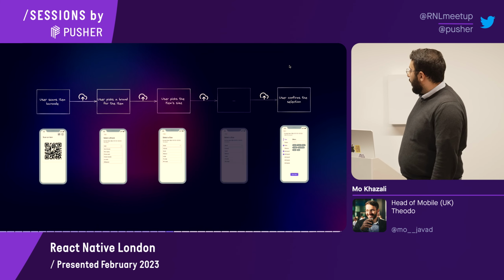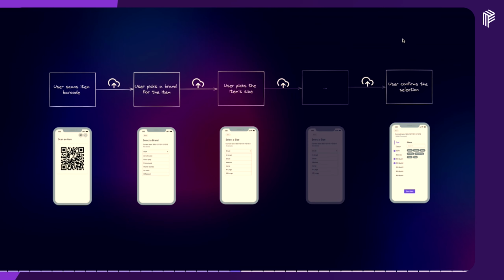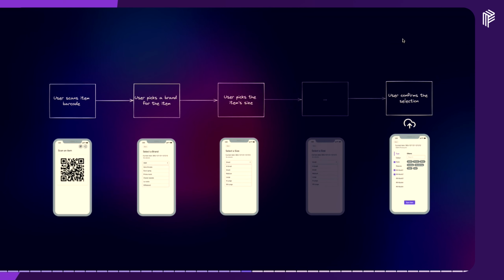So when you look at the flow we looked at previously, you've got those pushes on every single transition. We ultimately just modified it so that the push out to the server was happening at the very end when you confirm the changes.